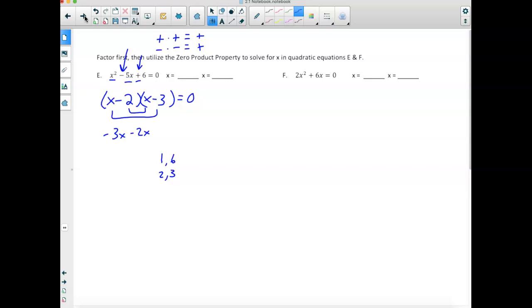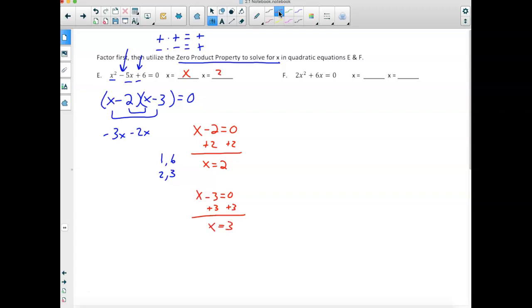So we're totally factored, but when we use the zero product property to solve quadratic functions, we take each factor. The first one's x minus 2, we set it equal to 0 because that's going to find out what our solutions are, plus 2 plus 2, x equals 2. So one of my solutions is x equals 2, and the other one is taking the other factor, x minus 3 equals 0, solve that, and we get x equals 3. So my other solution's 3.